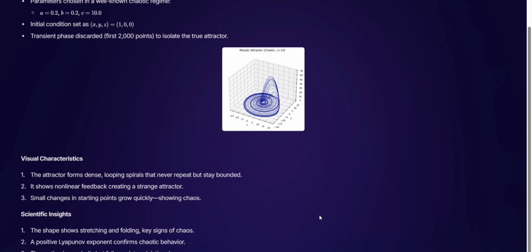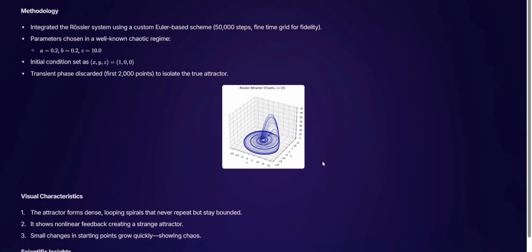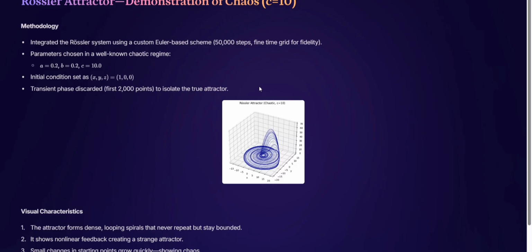We integrated the Rössler system using a Euler-based scheme, 50,000 steps on a fine time grid for fidelity. This is a Rössler attractor shown in the figure. It will be enlarged on the next slide for specific visualization. And the parameters are chosen like A equal to 0.2, B equal to 0.2 and C equal to 10.